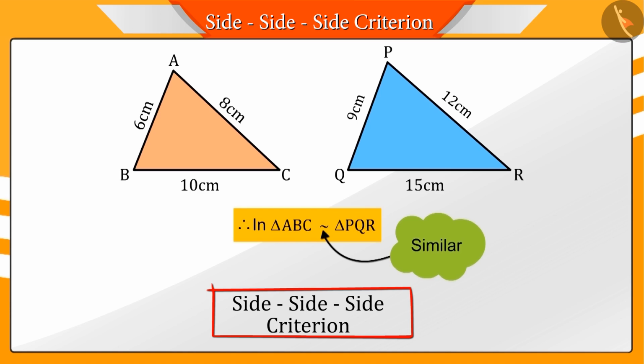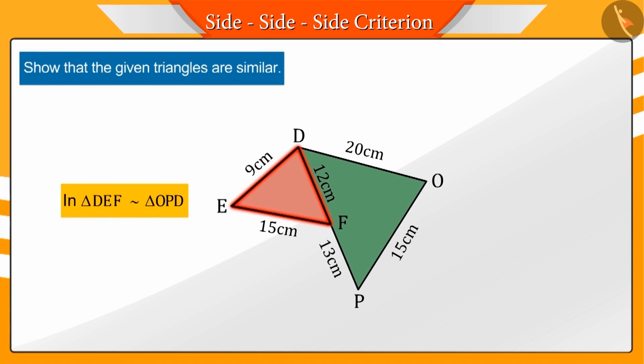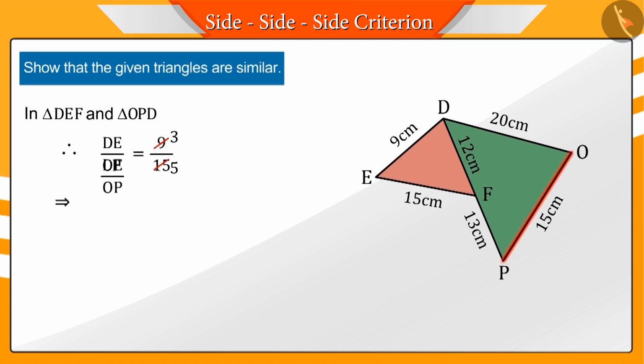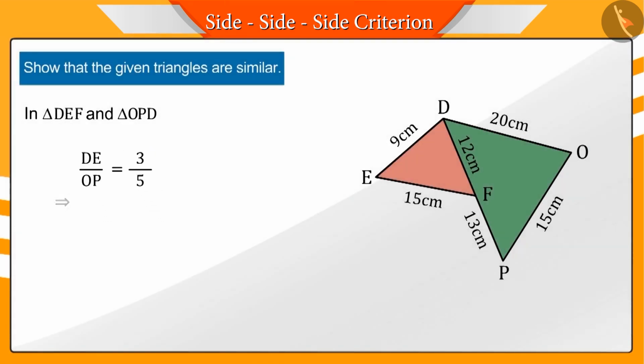Let's look at another example. Show that the triangles DEF and OPD are similar in the given figure. What can you say by looking at the figure? We can see in the figure that the ratio of the corresponding sides DE and OP in these two triangles comes out to be 3/5. Now, can you tell the ratio of the sides EF and PD?